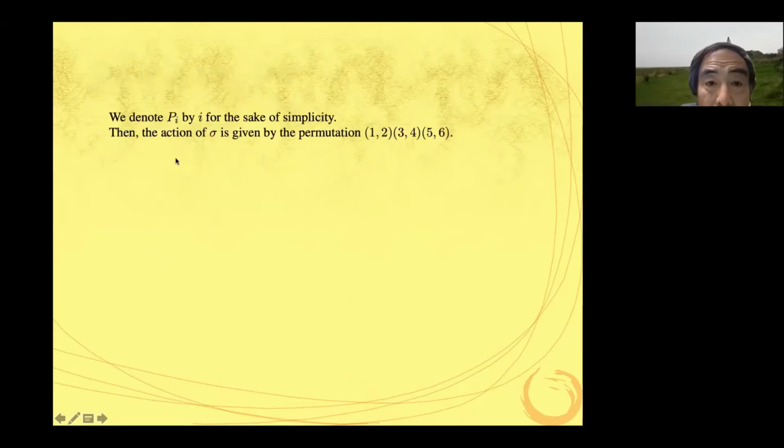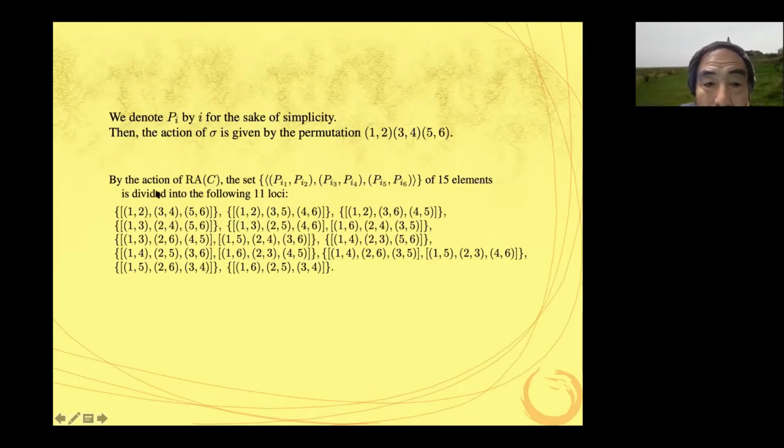Okay. And for this situation, we denote pi by i for the sake of simplicity. Then the action of sigma is given by a permutation like this. And so the action of the reduced automorphism group is given like this. So calculating the orbits of this, there are 11 loci.